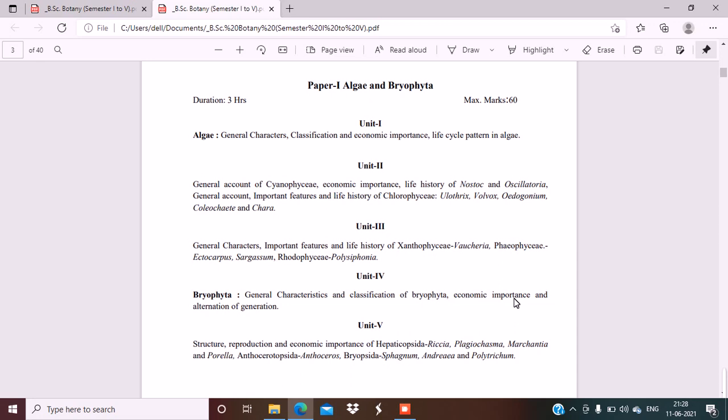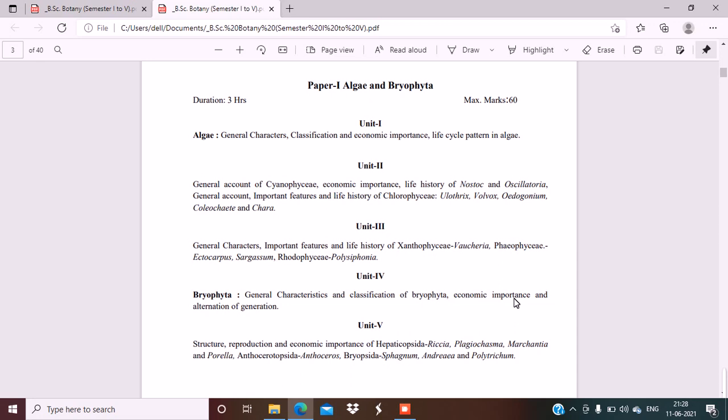Third unit is general characters, important features and life history of Xanthophyceae, Vaucheria, Phaeophyceae, Ectocarpus, Sargassum, and in Rhodophyceae you will study the member Polysiphonia. Now unit 1st, 2nd and 3rd, all these 3 units are of algae.